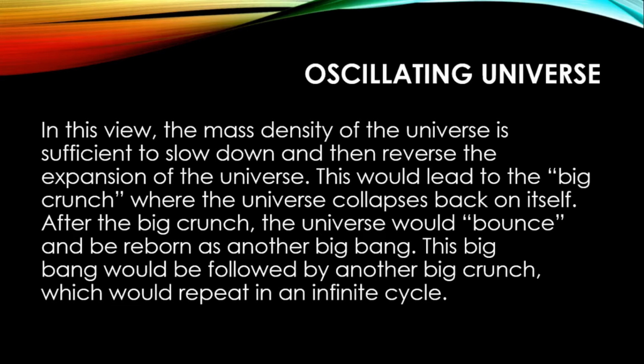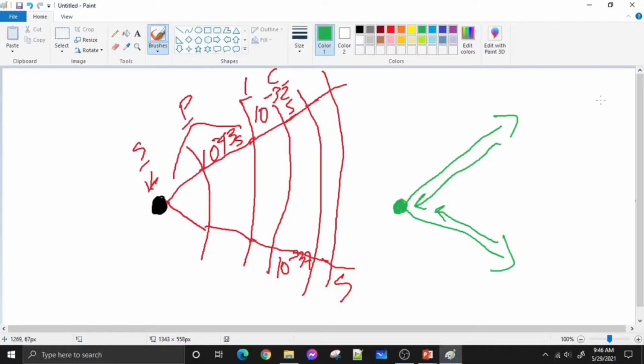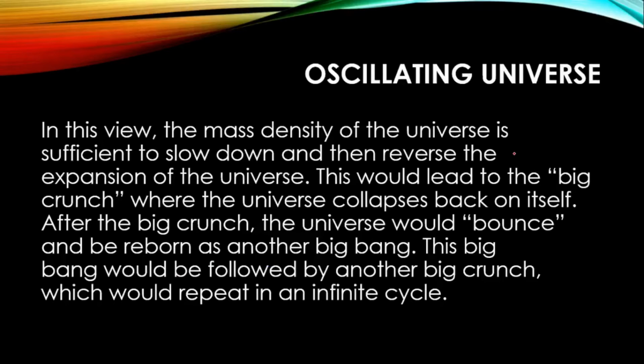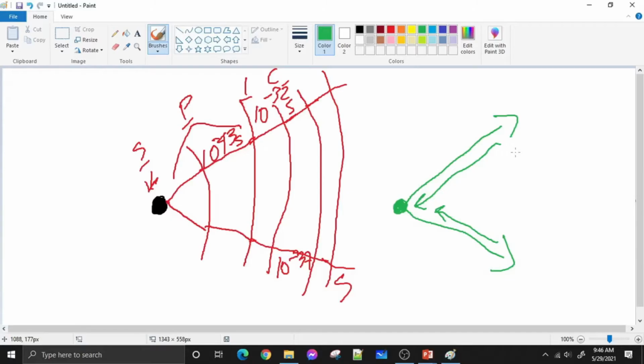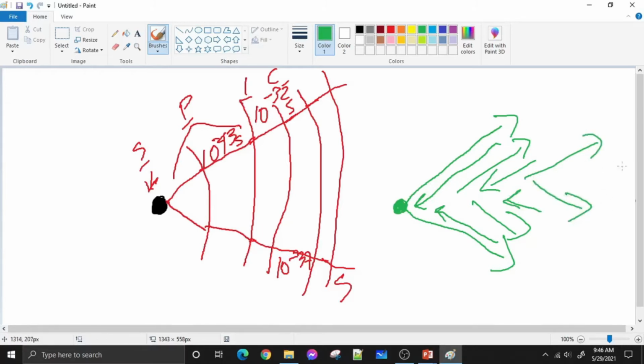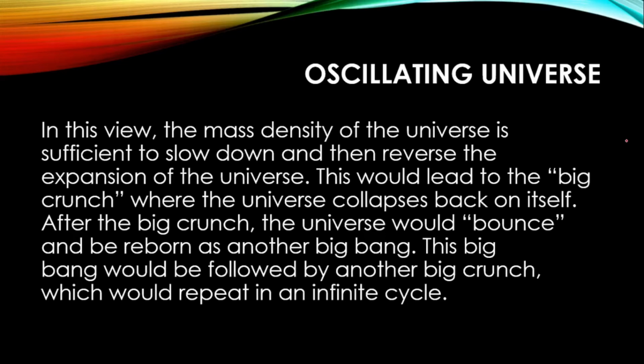So the oscillating universe theory is that the Big Bang itself will repeat its action in an infinite cycle. It will expand, then reverse the action. So it expands, it shrinks, and it expands again, then shrinks back to a singularity, then again expands. So that is the concept of the oscillating universe.